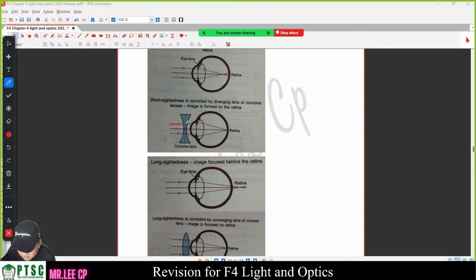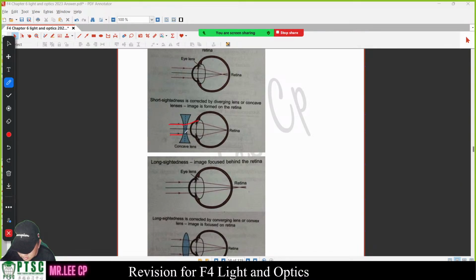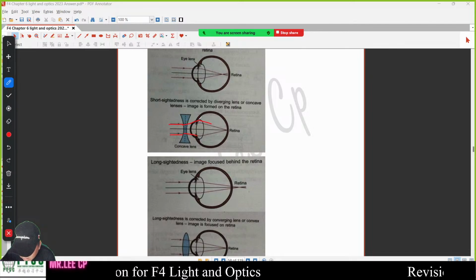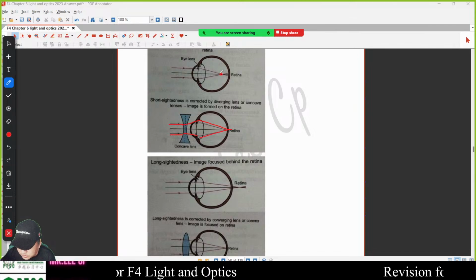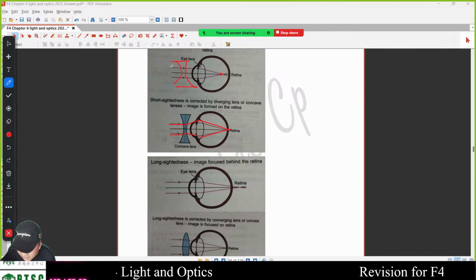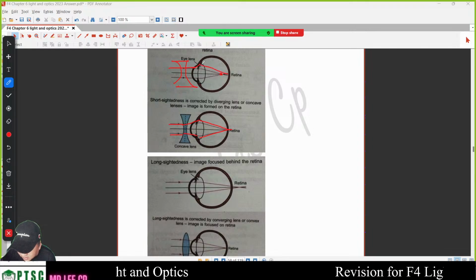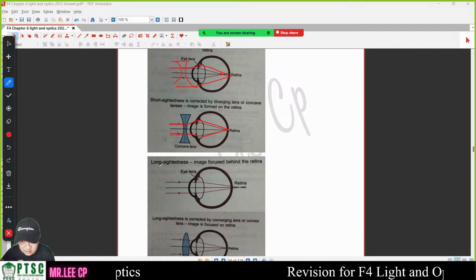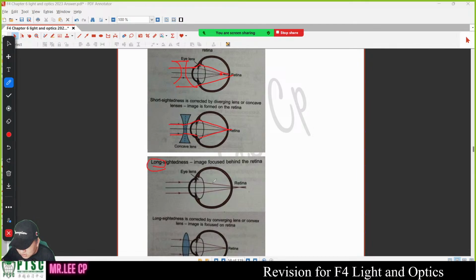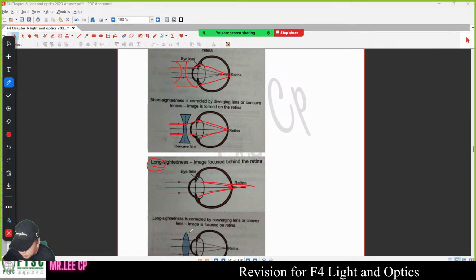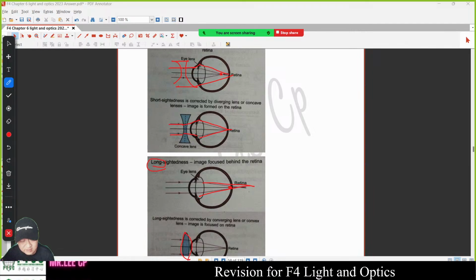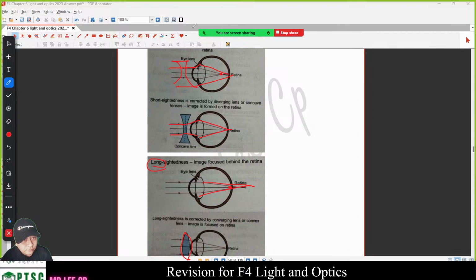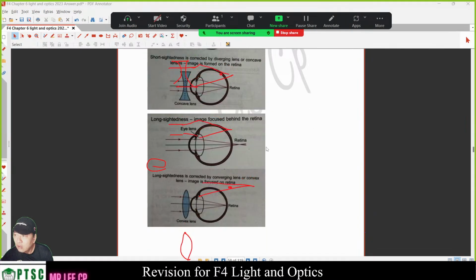Here, the light will go up, diverging upward, and then it can go further. Originally it reached here, you place this lens, so it goes up here and then it can go further and reach the retina. As for long-sightedness, it means the focus is too long, so I want to make it shorter, so I need to put a convex lens here to make it shorter. Okay.